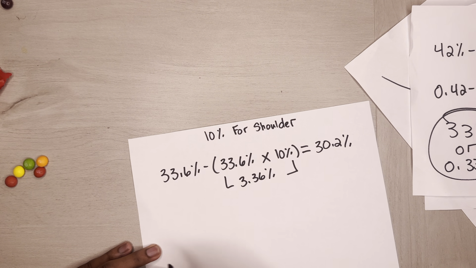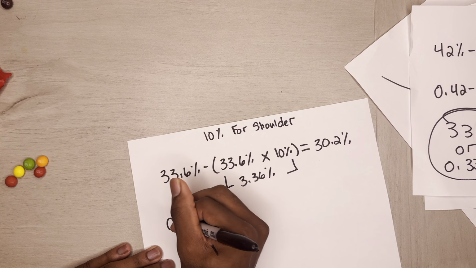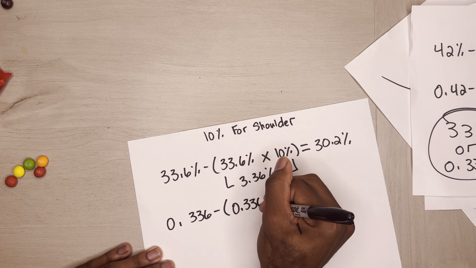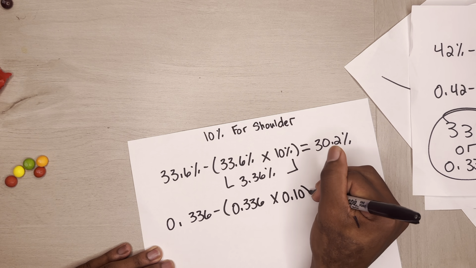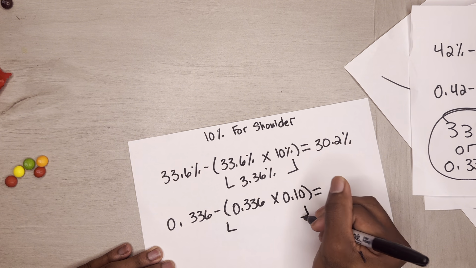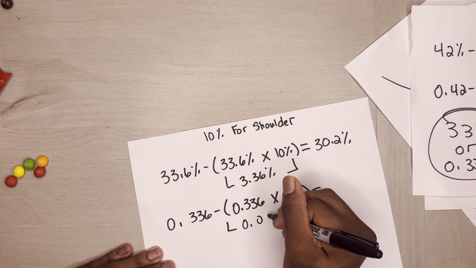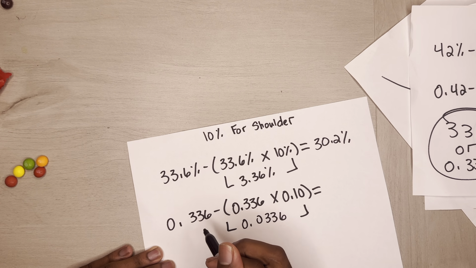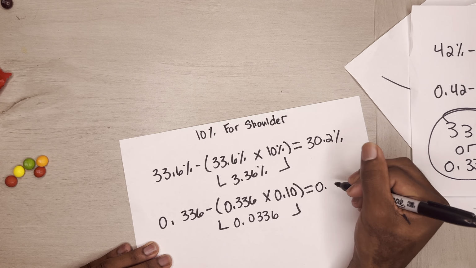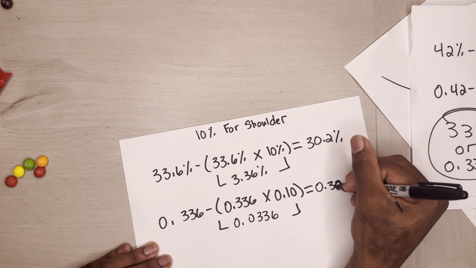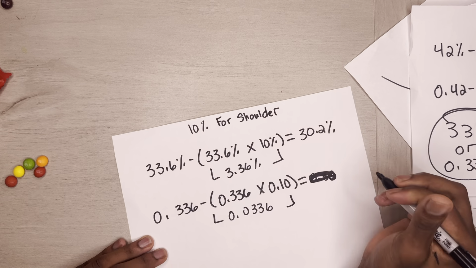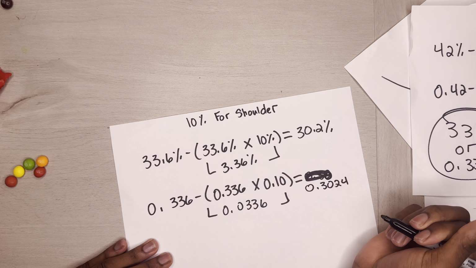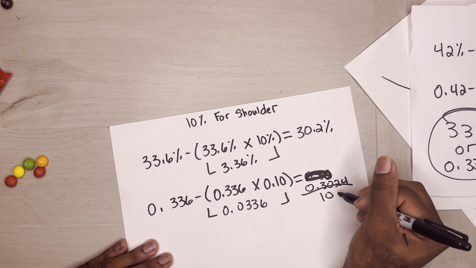Again, I'll break this down without the percentages and put it in straight decimal form. 0.336 minus, in parentheses, 0.336 times 0.10, in parentheses, equals, you break this down right here, it's going to give you 0.0336. So 0.336 minus 0.0336, it's going to give you a total of 0.3024. All right?